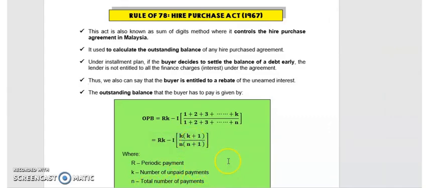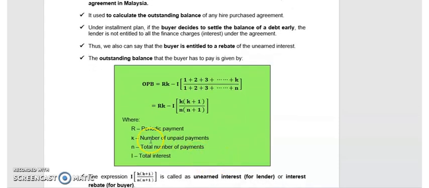Okay, now look at K. What is K? So K is the number of unpaid payments. Okay, so now under rule of 78 is where the buyer or customer decide to settle the balance of the debt or the loan early, right?